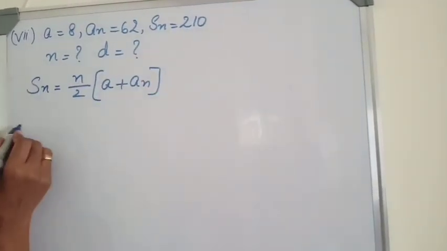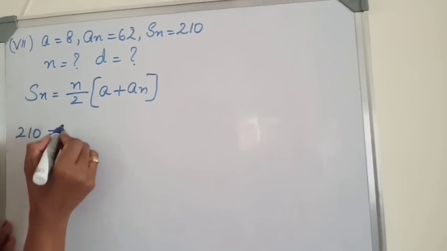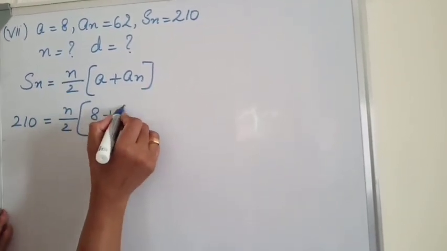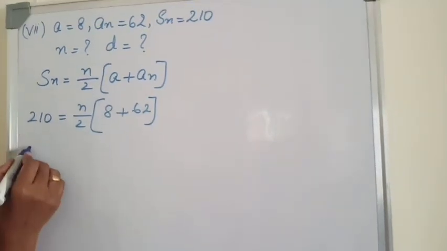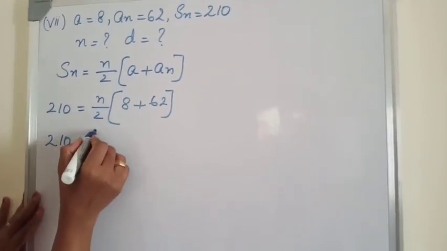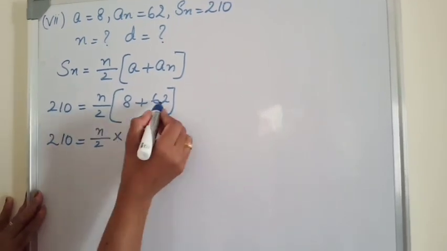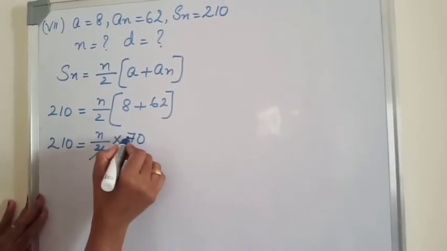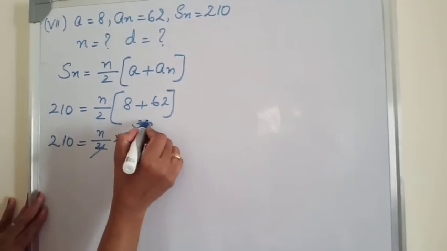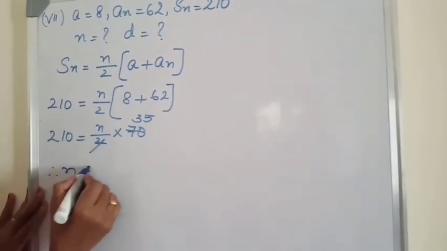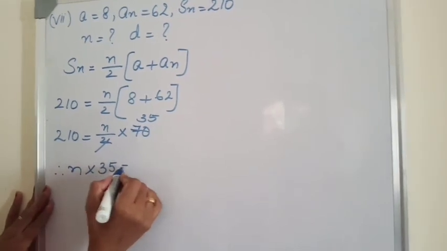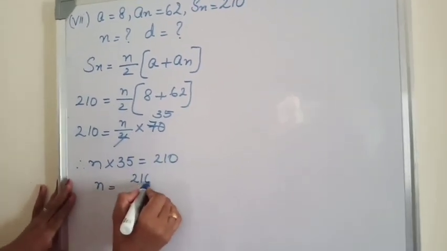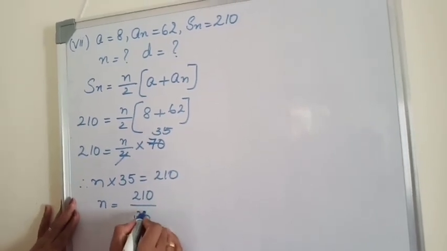Sn is 210. n we have to find out. a is 8 and an is 62. 210 is equal to n by 2 into (62 plus 8), which is 70. So here 2 and 70 we can cancel, 35. So n into 35 is equal to 210. n equals 210 by 35.